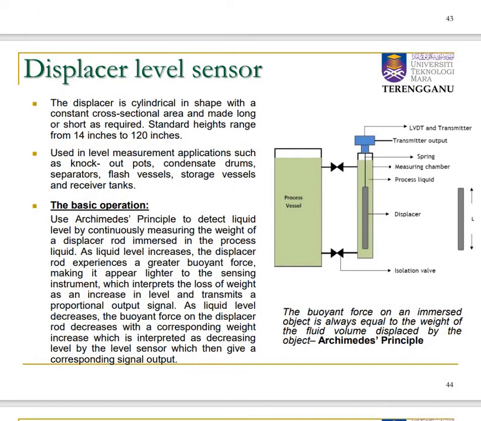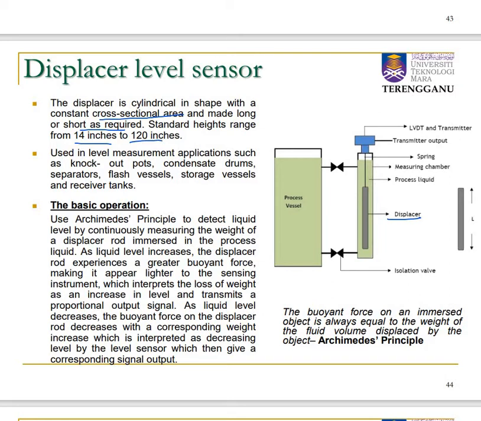So basically, now we move to the displacer level sensor. The displacer is cylindrical in shape. It has a constant cross-sectional area, made long or short as required. It depends on the process itself, whether big scale process or small scale process. So this displacer will be designed accordingly. The standard height for this displacer is 14 inch to 120 inch.